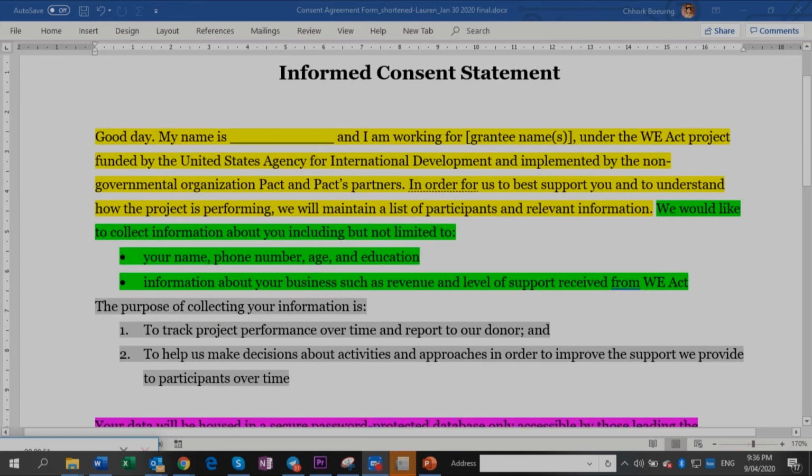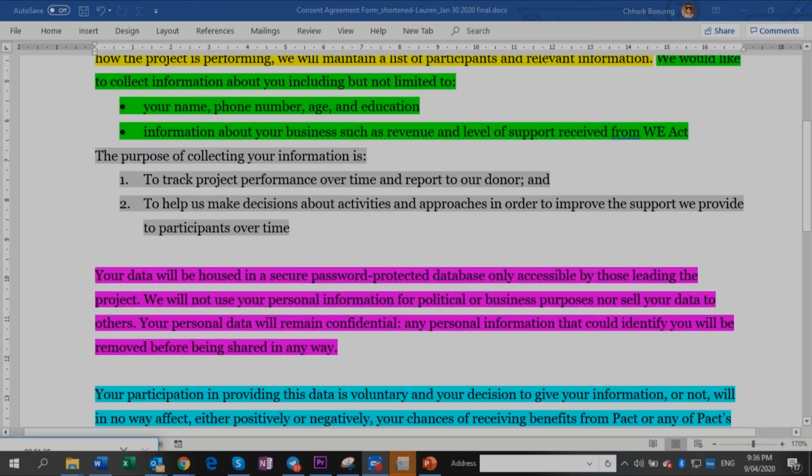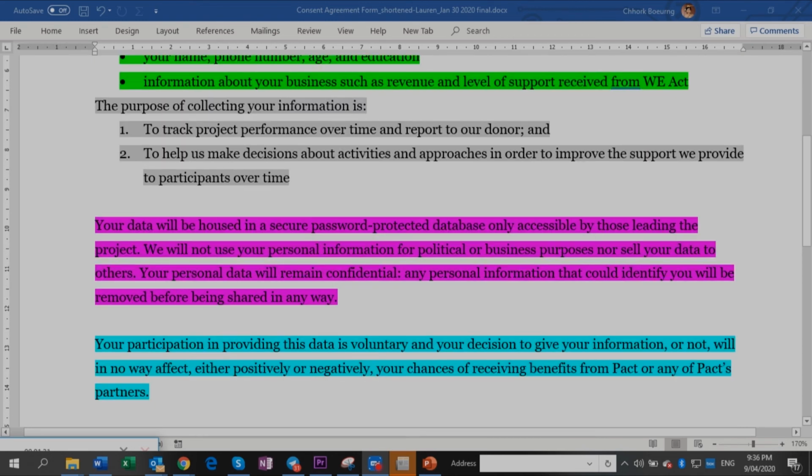For the first part, the yellow color is the basic information of the data collector who collects personal information from the beneficiary. For example, the data collector needs to tell their name and where they are working for, like the grantee name under the project funded by USAID. The next part is the key personal information that we will collect from the project beneficiary. And in the next part, the gray color, we tell them the clear purpose, why and how we collect their personal information.